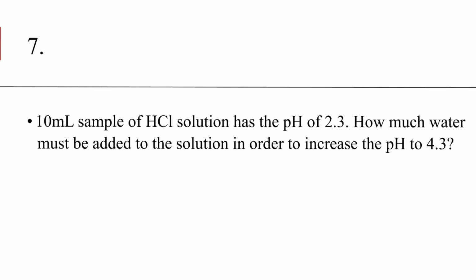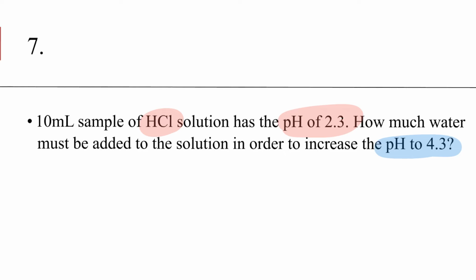Okay, so this is more of a qualitative question. I mean, granted, there's some math to this. All right, but there's a couple of things you just have to think about. All right, so you have a 10 ml sample of HCl, okay? And so this sample of HCl gives you this pH, and you're hoping to increase the pH to 4.3, okay?